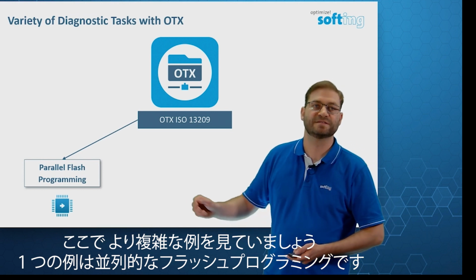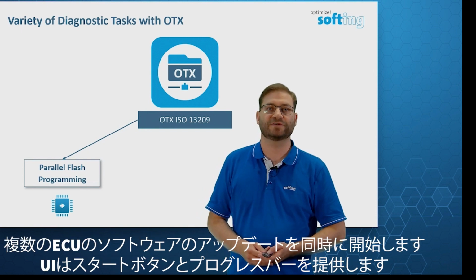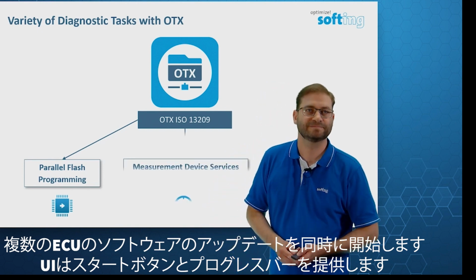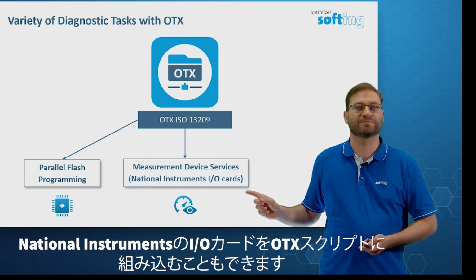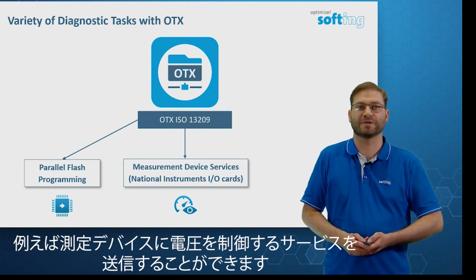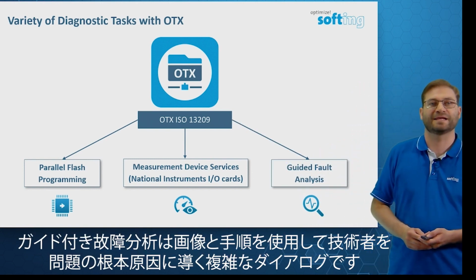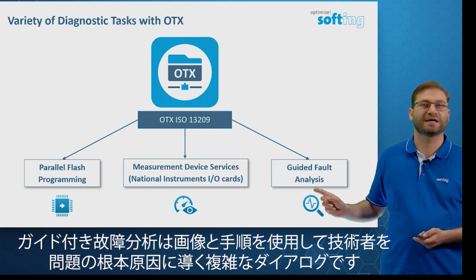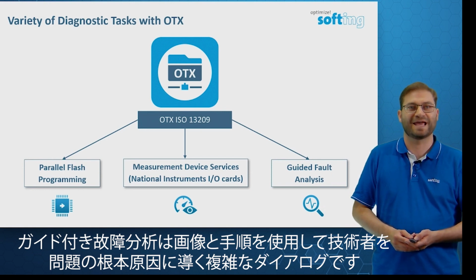One example is parallel Flash programming, where we start the software update for several electronic control units at the same time. The user interface provides start buttons and progress bars. We can even embed National Instruments I/O cards to our OTX scripts. We can send a measurement device service that controls the voltage, for example, of a device. Guided fault analysis is a complex dialogue that guides the technician to the root cause of the problem, with the help of pictures and instructions.